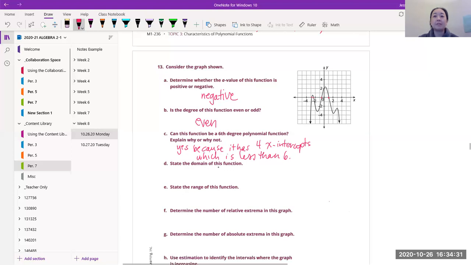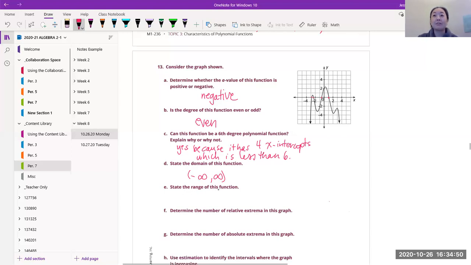All right. State the domain of this function. Domain, how far to the left and how far to the right. And if you notice the arrows, they're still going a little bit to the left and a little bit to the right, which means x can be anything. It could be whatever you want, as long as it's within negative infinity and positive infinity. It just can't be imaginary.